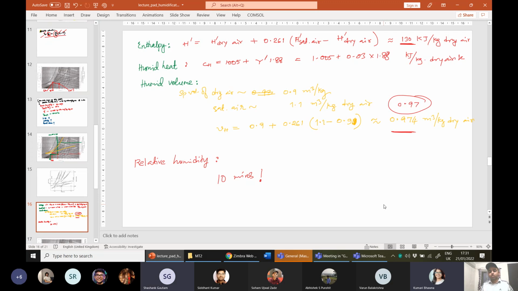Sir, we have to find the partial pressure of the water vapor at this point, 55 degrees Celsius and 0.03, and after that we have to find the vapor pressure of water at the same point. So how will you calculate the partial pressure of water vapor? Yeah, that is the correct approach. But how will you work out the partial pressure of water vapor?